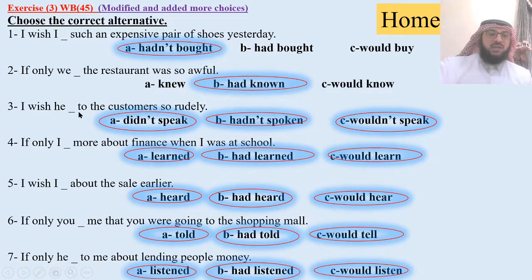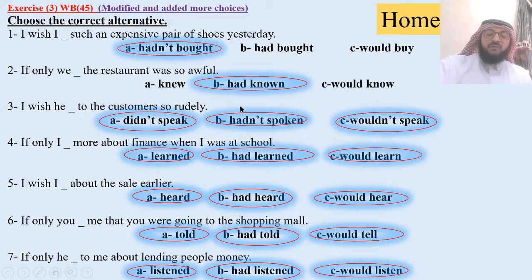I wish he to customers so rudely. أتمنى لو إنه للزبائن بشكل في قلة أدب، rudely. Didn't speak، إنه ما يتكلم. Hadn't spoken، إنه ما تكلم. Wouldn't speak، إنه ما يتكلم في المرات القادمة. يعني أنا أتمنى إن الشيء هذا يتغير.